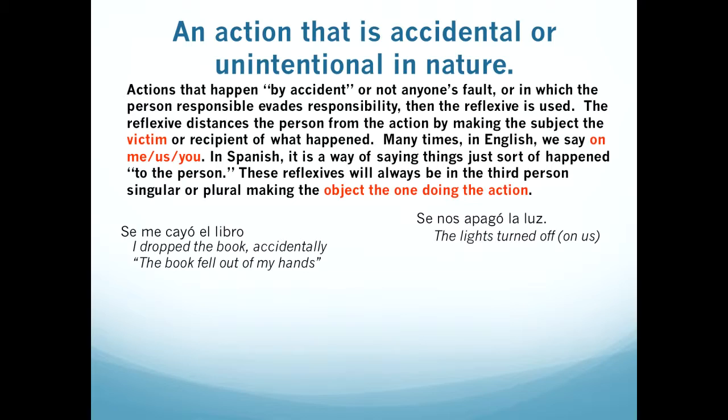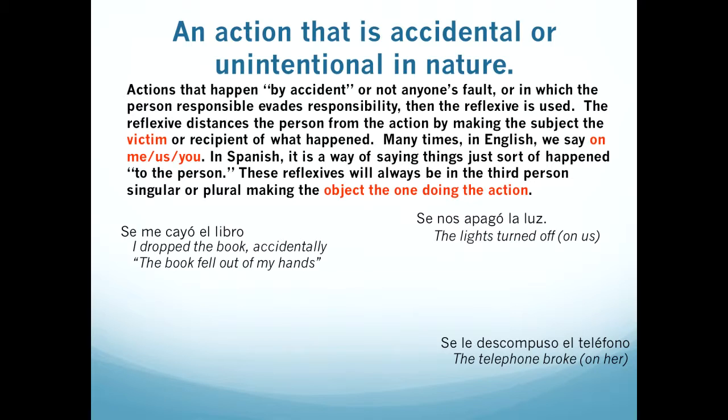Se nos apagó la luz. In English we would say the lights turned off on us. Se apagó is the reflexive verb. La luz is the thing that actually turned itself off. Nos, we receive the action. We're the victims. On us.